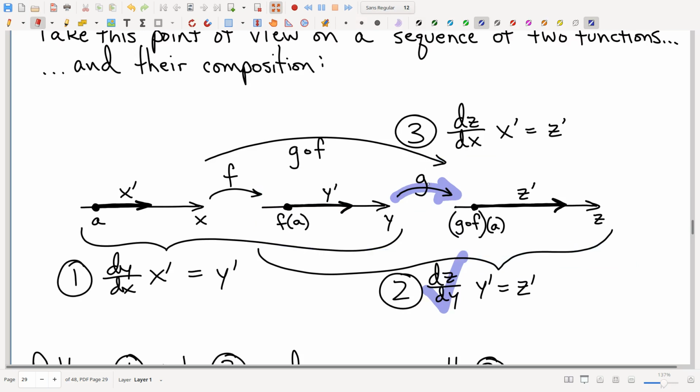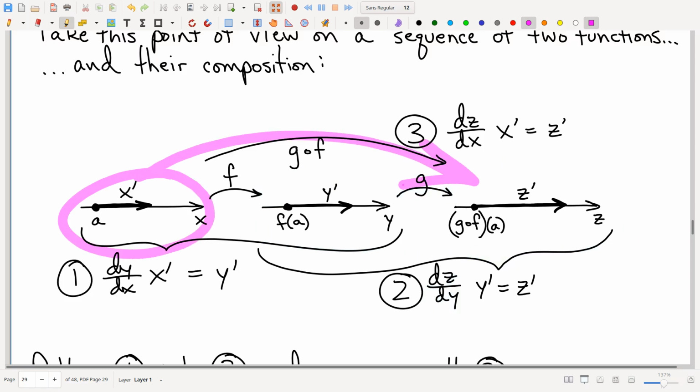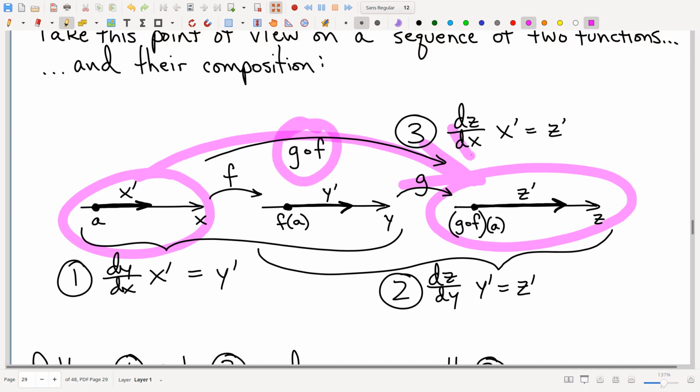And then I can also think about the composition itself, which has x as the input, z as the output. This composition itself also has a derivative, which I'm going to write as dz dx. And that derivative you interpret in exactly the same way. It's what you multiply by input velocity, this time x prime, to get output velocity, this time z prime, if you're talking about the derivative of the composition. Is everybody on board? Everybody happy?